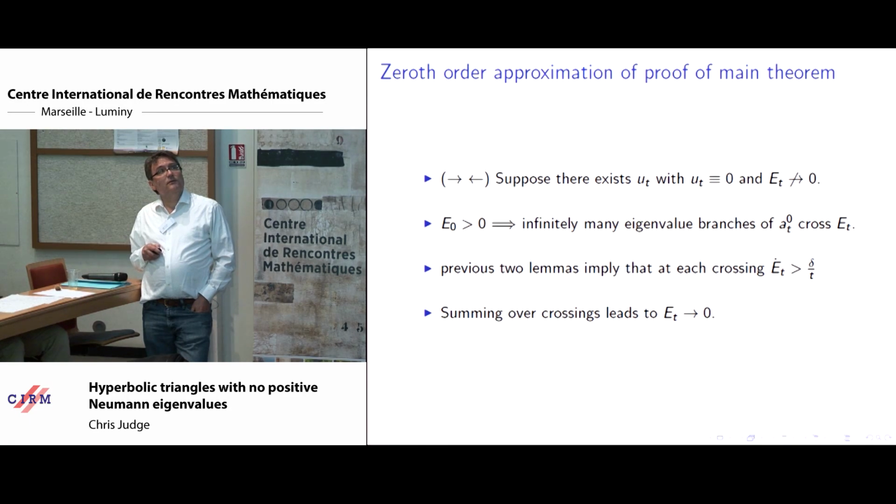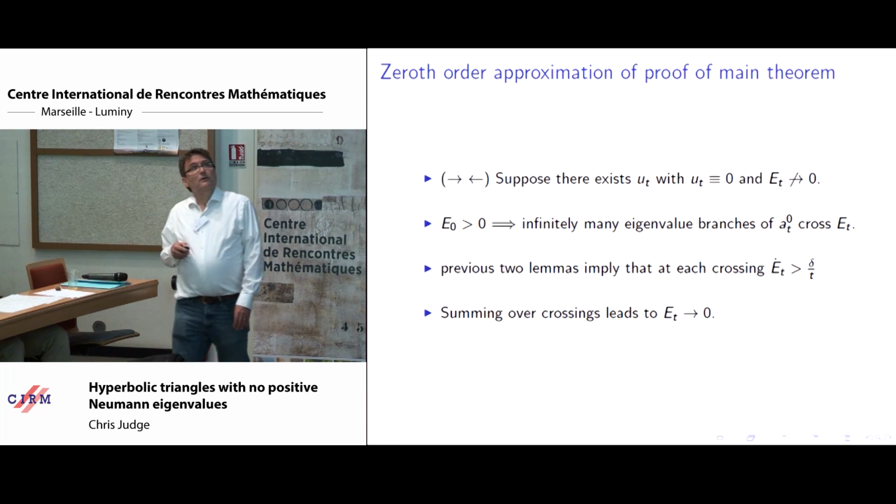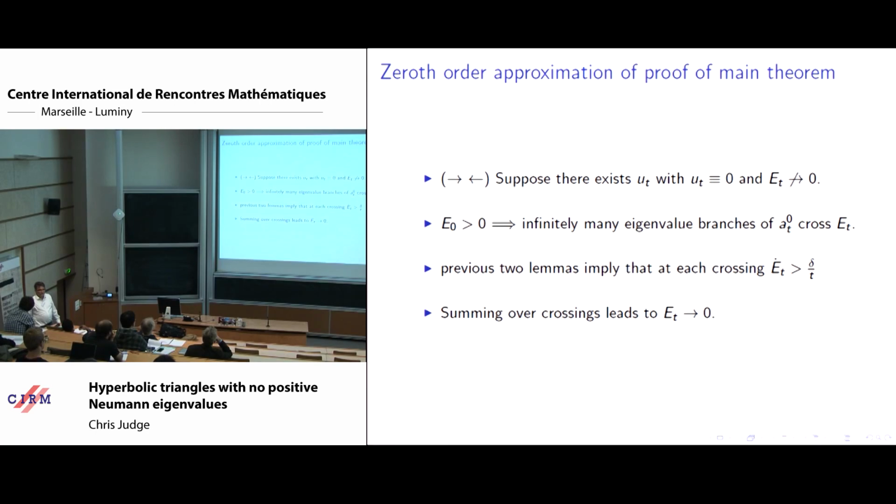If E0 is bigger than 0, then you get infinitely many eigenbranches crossing ET, because these are all going to 0. The eigenbranches of AT0 are going to 0, and so you'll have infinitely many. And then the previous two lemmas imply that at each crossing you're going to get a lot of change in the eigenvalue, and then if you sum carefully, you can show that the resulting decrease to 0 will be fast enough to go all the way to 0. Okay? So that's it.